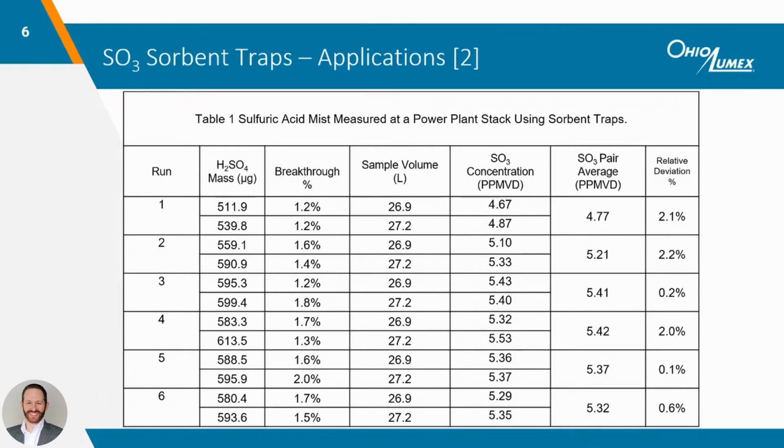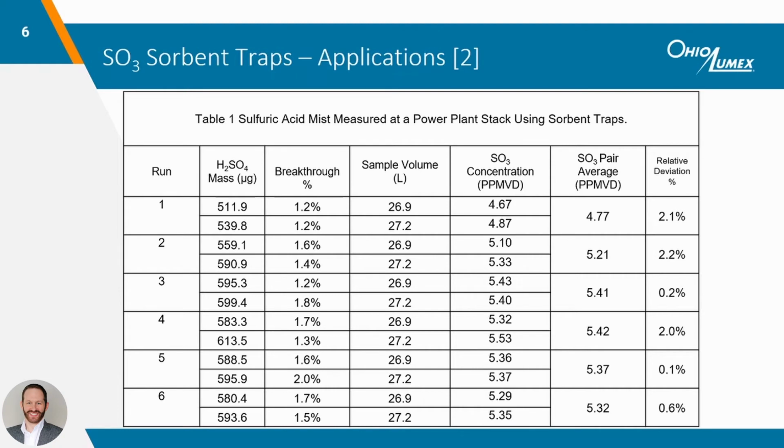Another common application for SO3 sorbent traps is to simply measure sulfuric acid emissions at a power plant stack. There are also continuous emissions monitors for this application, but for short-term testing, a monitor may not be a cost-effective solution. The dataset provided here is an example of a short-term measurement project to determine sulfuric acid emissions at a stack with 6 sorbent trap pairs sampled in one day.